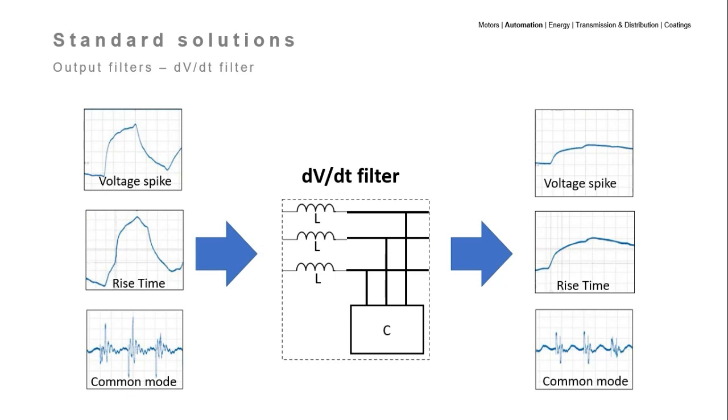For example, it reduces more than 50% of common mode. It provides protection against voltage spikes and rise time reduction all in one filter. Also, it has low power losses which reduces the heat up of the system. Finally, it's rather quiet when compared to the next filter.